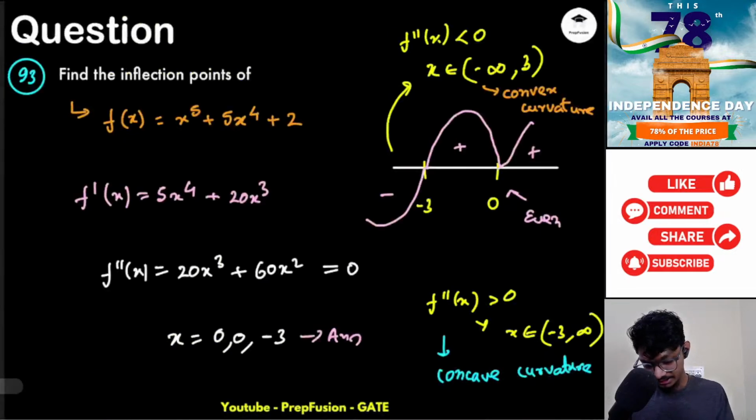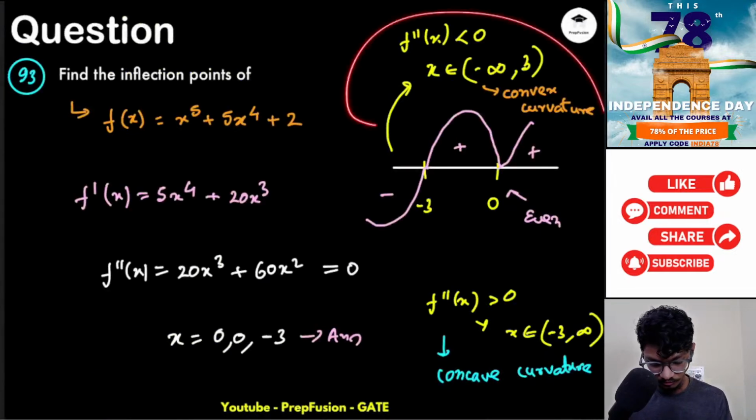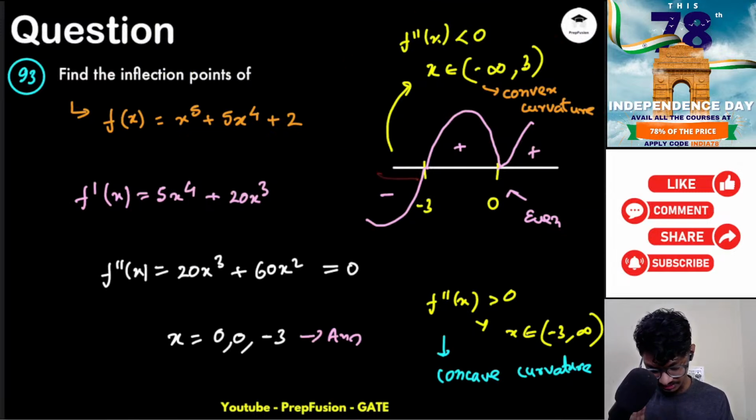Anything else? Here, as I was showing, this wavy curve is not for f of x or f dash of x. This is for f double dash of x, because I was interested in finding the root of f double dash of x. That's why I had drawn the wavy curve here. If I draw the wavy curve, I can see that at -3 the function will go to 0, at 0 the function will go to 0, and here I don't care about the sign of f double dash of x.